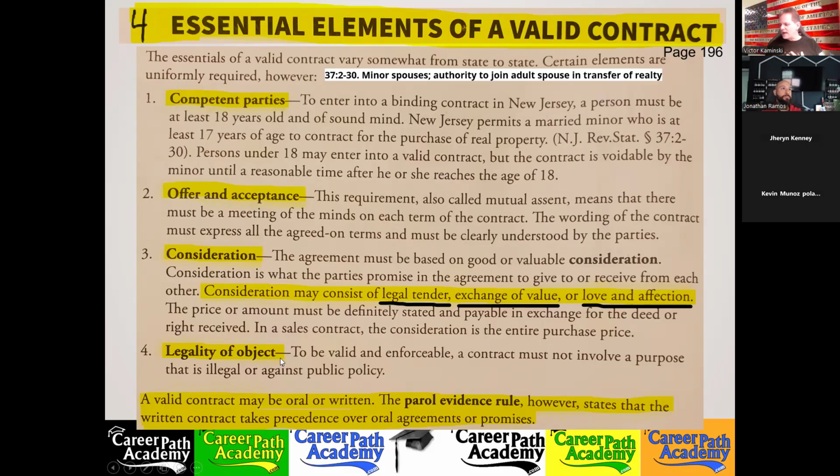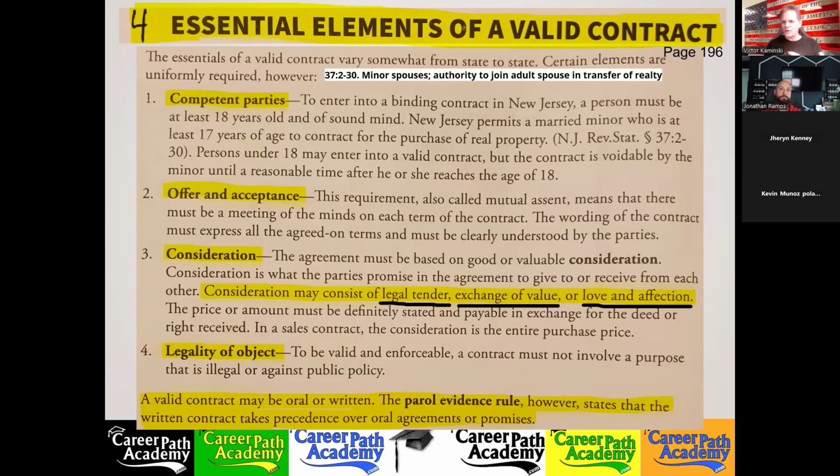And then legality of the object or purpose of the contract. To be valid and enforceable, the contract must not involve a purpose that is illegal or against public policy. And a valid contract may be oral or written. Yes, you could have a verbal contract to sell you my bicycle, right? And that's legal and enforceable in a court of law, but not for the sale of real estate. Real estate contracts must be in writing.